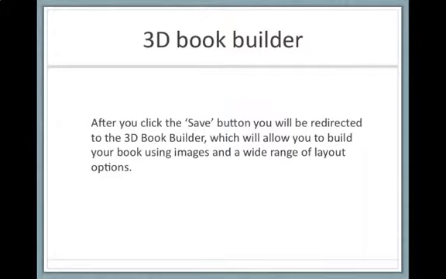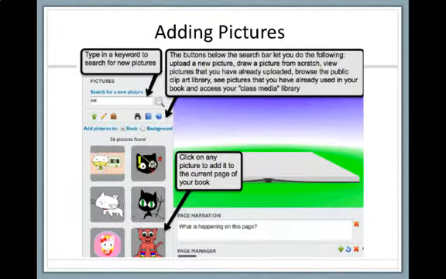After you click the Save button, you'll be redirected to the 3D Book Builder, which will allow you to build your book using images and a wide range of layout options. The first thing we're going to do is add pictures. The left side of the screen contains the Pictures panel, which is designed to help you search, draw, and upload images that will be used in your book.